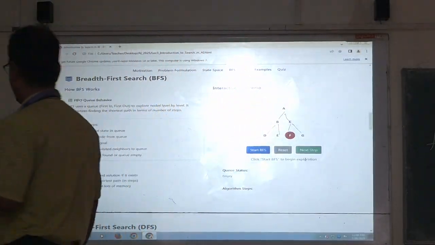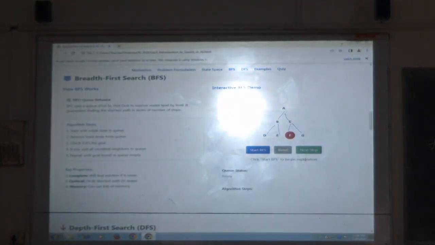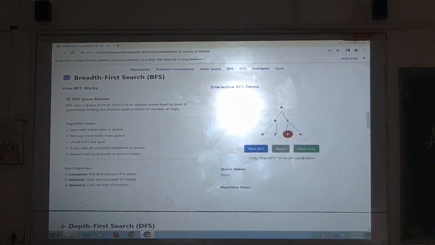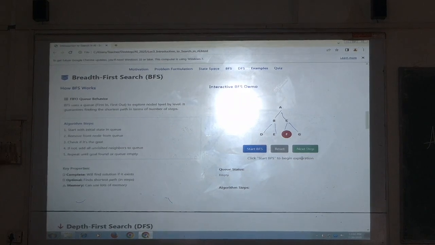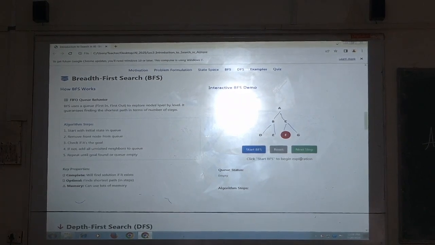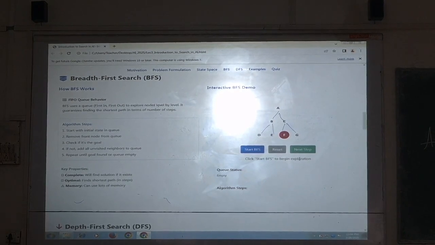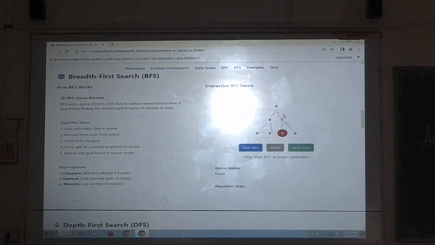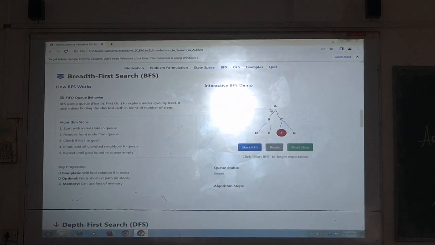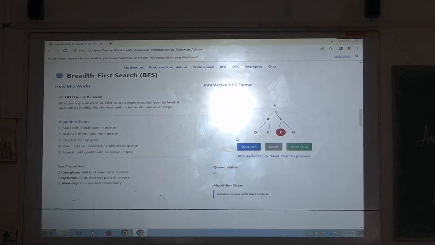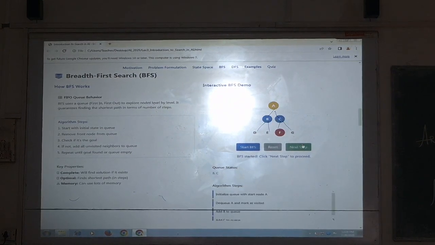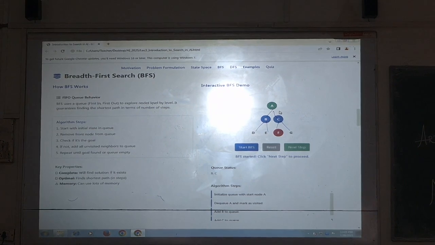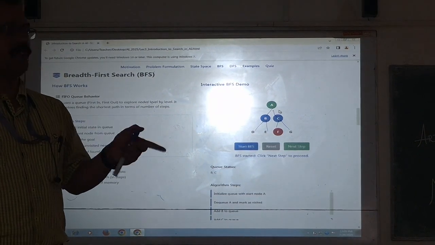Is it or not? Now, the steps: remove the first node from the queue. Check whether it is a goal state or not. If it is the goal state, then it is okay. If not, then again search its neighbor nodes, and in this way it continues. Very easy. Now here, A is my start node. So if I start my BFS, I will initially search my start node and I will push, rather enqueue, all the neighboring nodes of A.